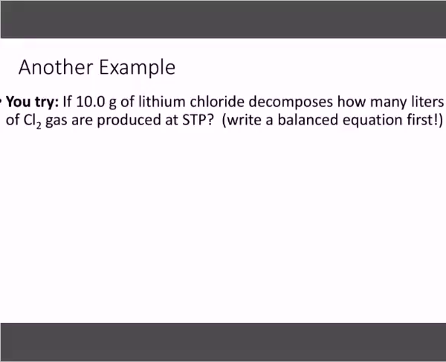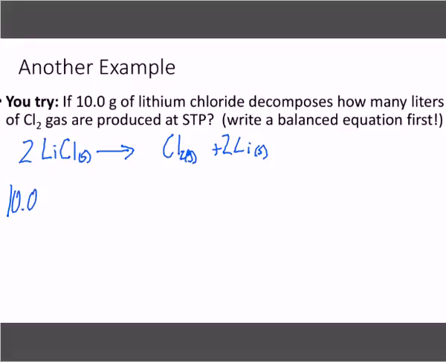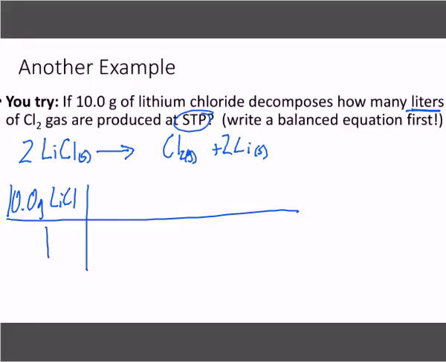Let's take a look at another example. You guys try this one first. You have to write the balanced equation here. Balanced equation, we take 10.0 grams of LiCl. We're trying to figure out how many liters of Cl2 gas we get at STP. That makes our work a little bit easier. So we've got grams of LiCl, moles of LiCl at the top. What's our molar mass for lithium chloride? What's that? 70.9. Nope. 42.39. 42.39. All right, now to be our mole ratio.